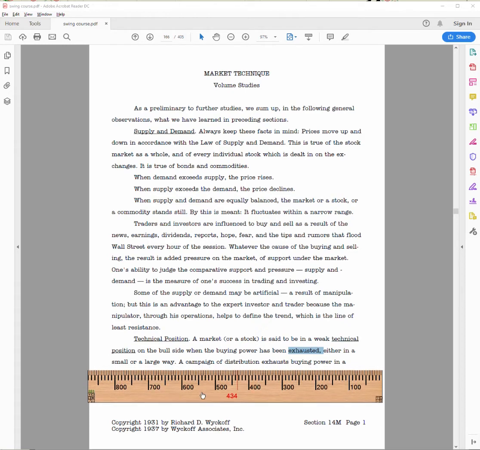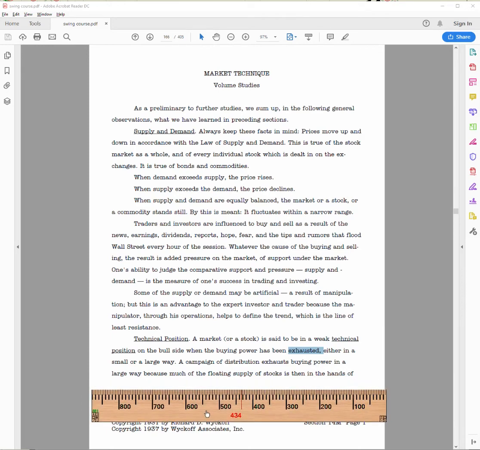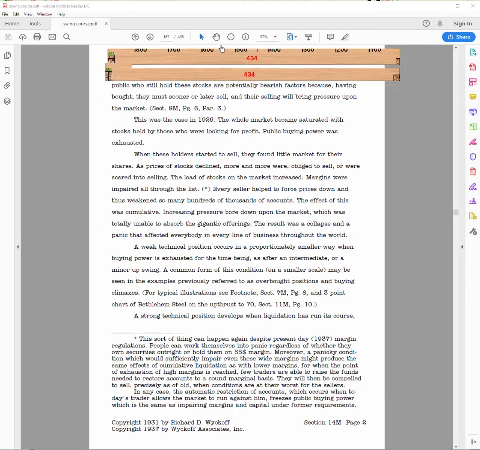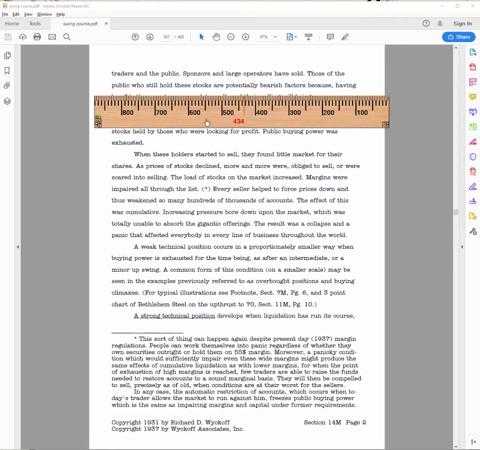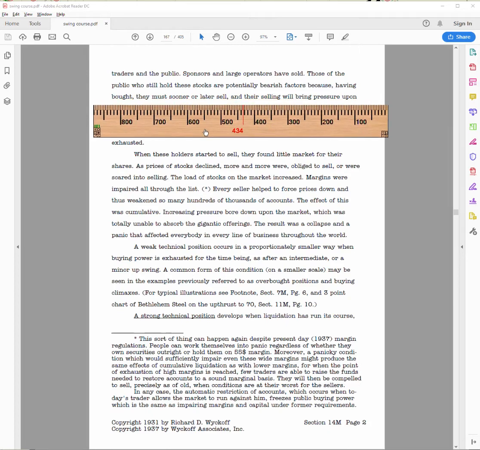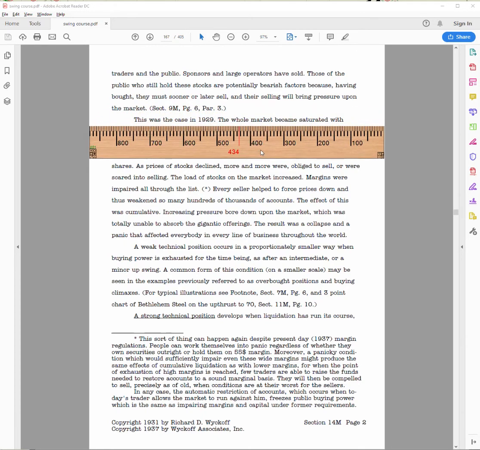A campaign of distribution exhausts buying power in a large way because much of the fluctuating supply of stock is then in the hands of the public. Sponsors or large operators have sold. Those of the public who still hold these stocks are potentially bearish factors because, having bought, they must sooner or later sell, and their selling will bring pressure upon the market.